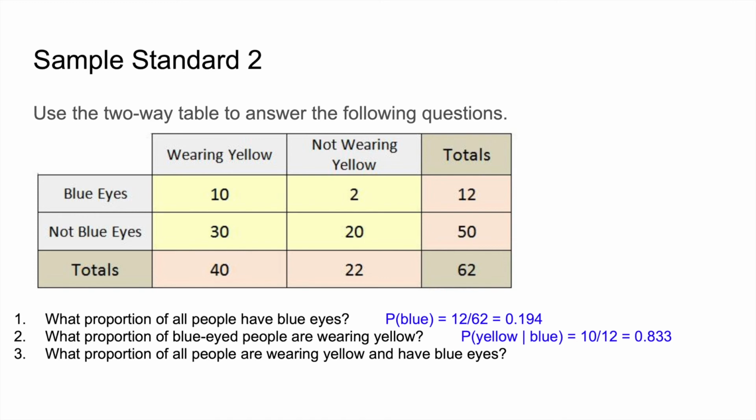And finally, what proportion of all people are wearing yellow and have blue eyes? So our notation, proportion of people wearing yellow and they have blue eyes. So we just can use the word and there. You can also use the intersection symbol if you know that. And because this is talking about out of everybody, the denominator is 62. And out of everybody in the table, you're looking for where the blue-eyed row meets the yellow column. So that is just those 10 individuals who are both wearing yellow and they have blue eyes. And that is sample standard 2.